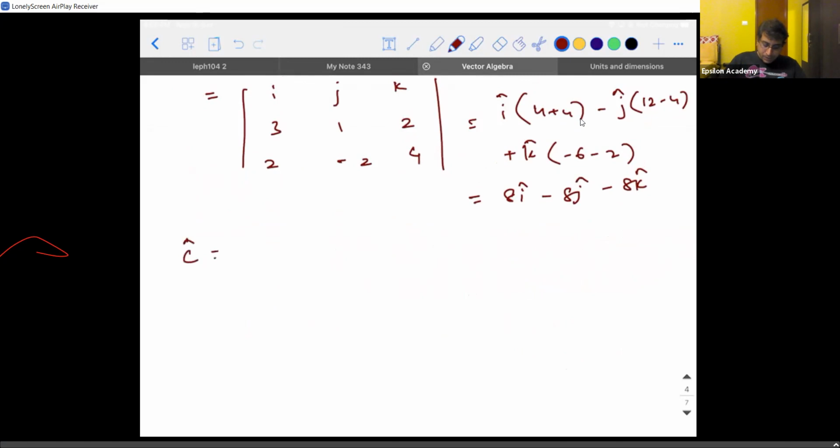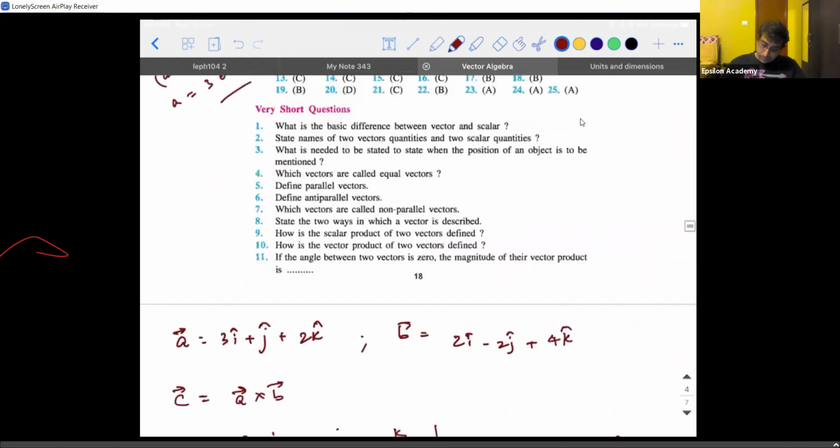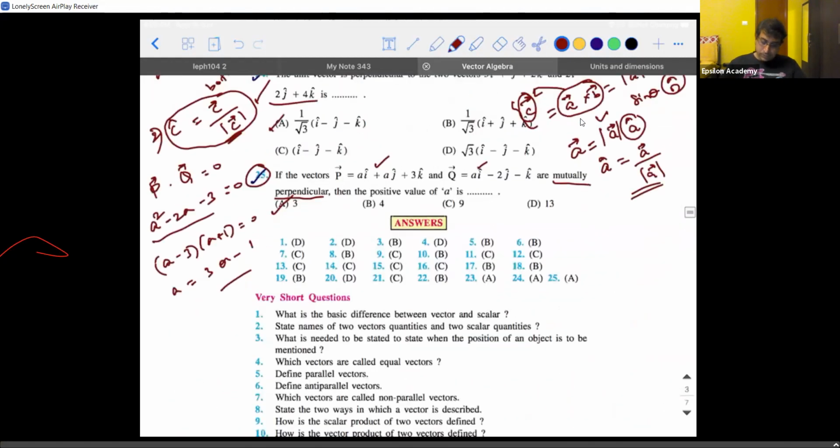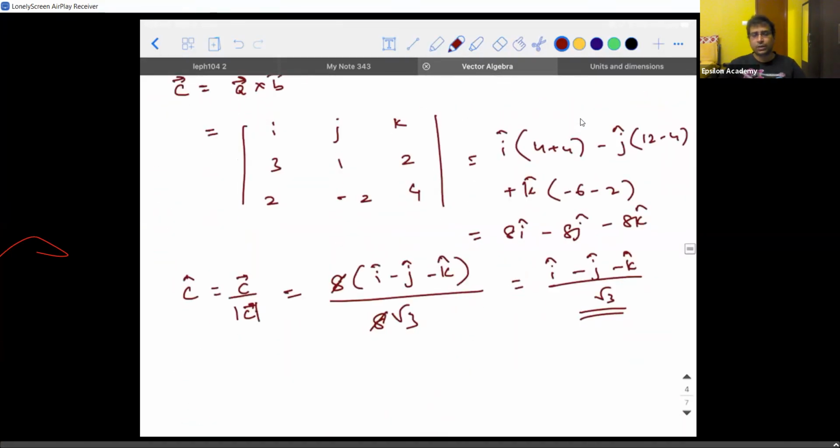So c cap is equal to c vector divided by magnitude of c vector. That is nothing but 8 into i cap minus j cap minus k cap, the whole divided by 8 root 3. So 8 and 8 will get cancelled. You will get i cap minus j cap minus k cap, the whole divided by root 3. So this is the required answer. You have an option like this: i minus j minus k, the whole divided by root 3. So this is the required answer. Clear? So with this, vectors is over.